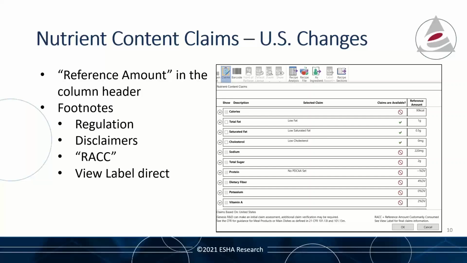You'll also see footnotes at the bottom of the screen. So you'll see a claims based on line that informs you of the country or authority that you have selected. You'll see reminders that Genesis provides an initial assessment, but you do want to be aware of the specific allowances in the CFR when making claims on products. For instance, meals and main dishes require special consideration, so claims indicated on the screen may not apply to meals and main dishes. You want to refer to the noted CFR section for those types of products.